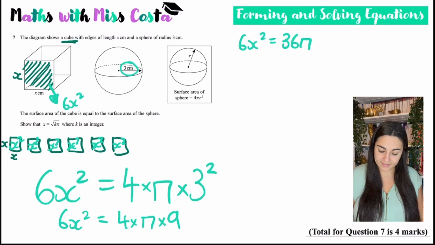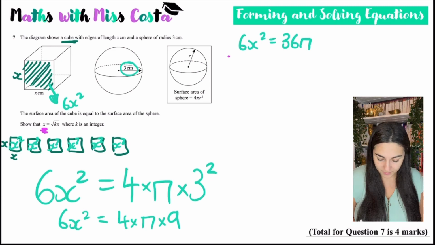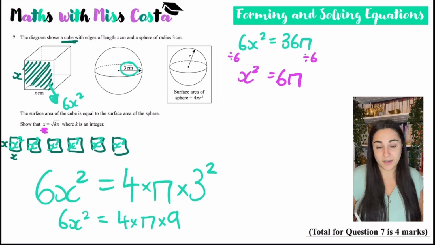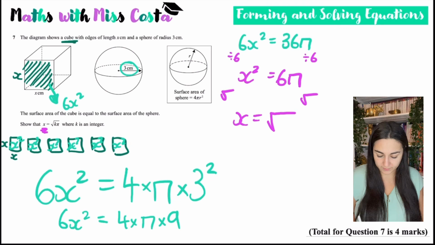So we've got 6x squared is 36 pi. We're solving this equation, so we're trying to get x on its own. So we divide both sides by 6. So we're left with x squared is 6 pi. And then we do the inverse of a squared. So x is being squared. The inverse of that is the square root. So x would be the square root of 6 pi.